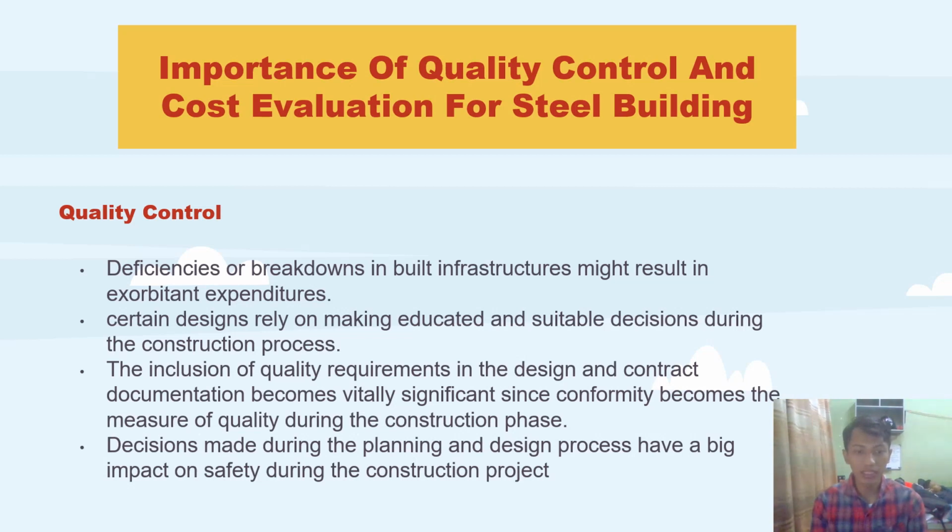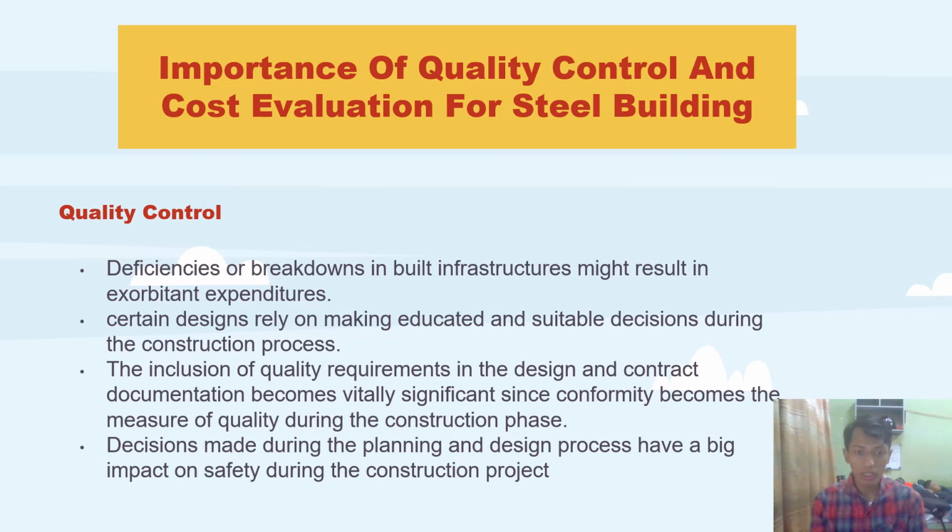Second, certain designs rely on making educated and suitable decisions during the construction process. Some tunneling systems, for example, base their conclusions on the amount of shoring necessary at various sites on observation of soil conditions throughout the tunneling operation. As a result of this judgment being based on more accurate knowledge about actual site circumstances, the facility design may be more cost-effective.